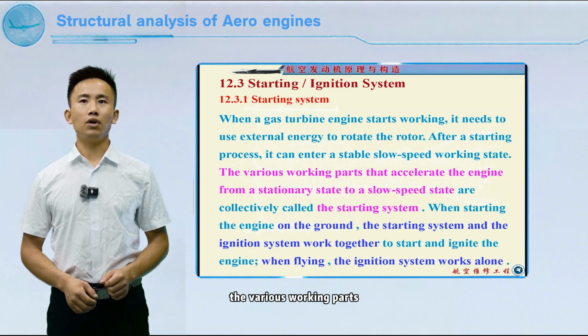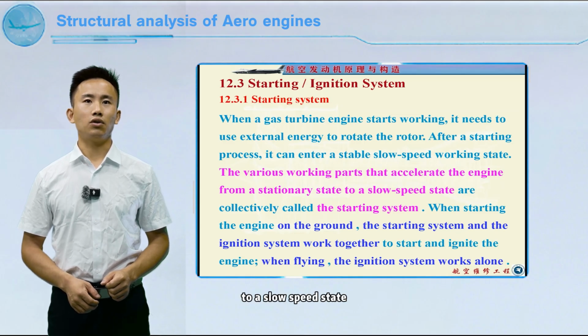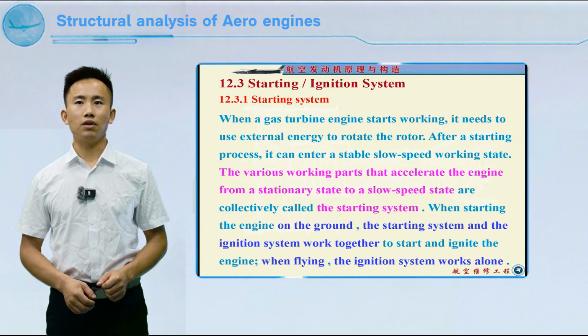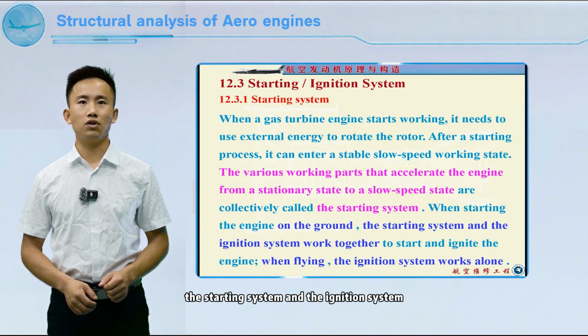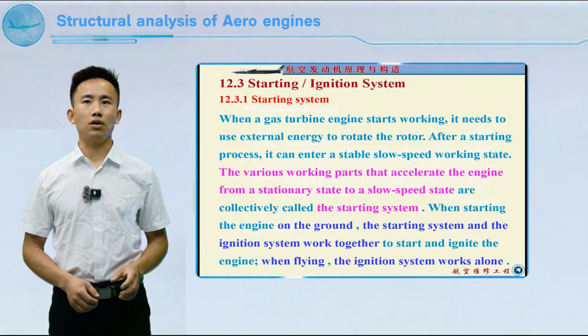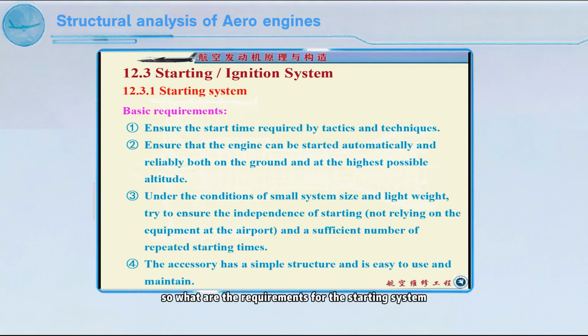The various working parts that accelerate the engine from a stationary state to a slow-speed state are collectively called the starting system. When starting the engine on the ground, the starting system and the ignition system work together to start and ignite the engine. When flying, the ignition system works alone. So, what are the requirements for the starting system?